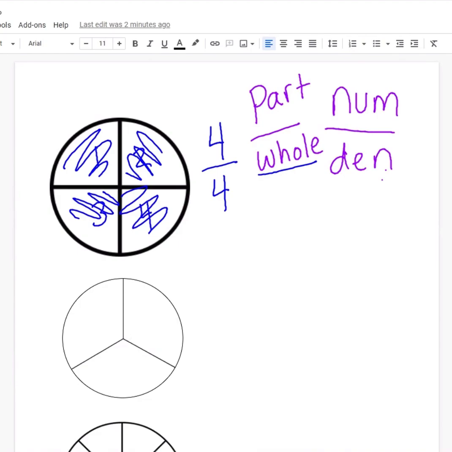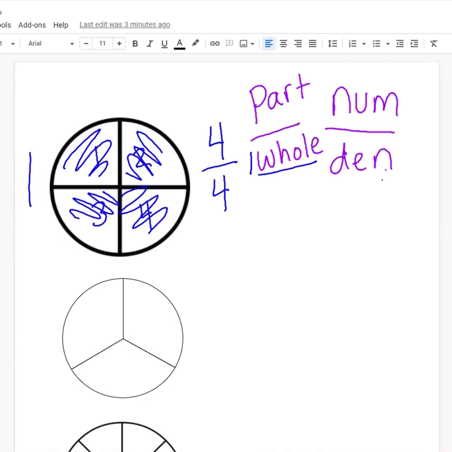And 4/4 is the same thing as 1 whole. Because if you got 4 pieces out of the 4 pieces and they're all shaded, then that means you have 1 whole circle, right? You've got 1 whole. So what you need to remember is if the bottom number and the top number are the same, then it equals 1 whole.